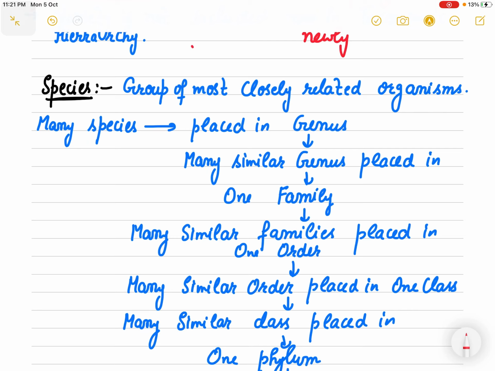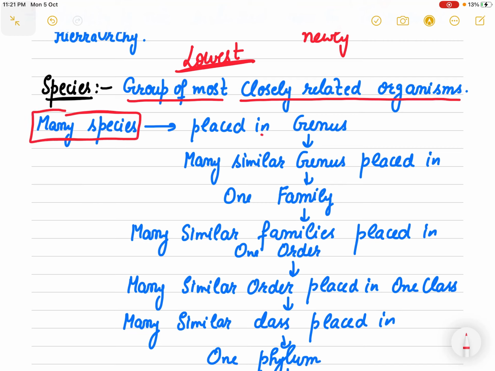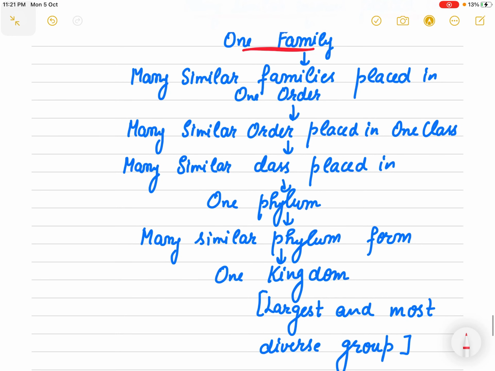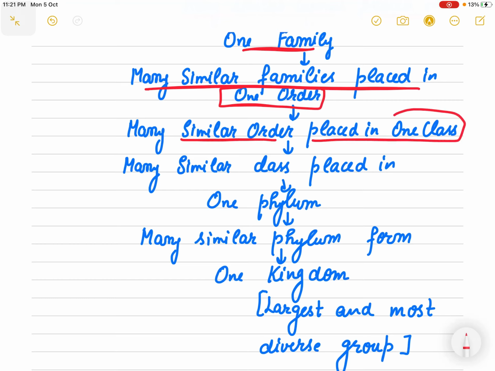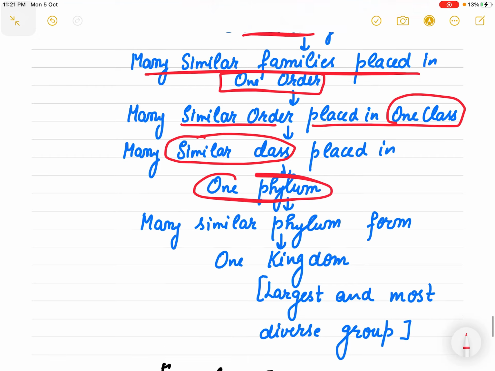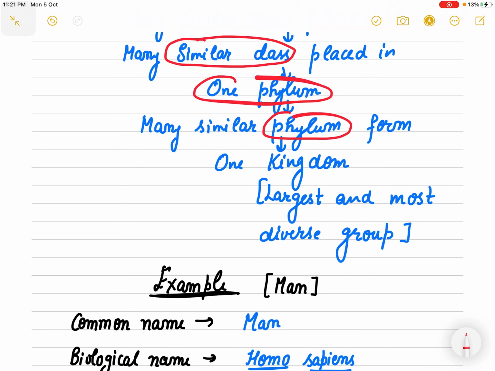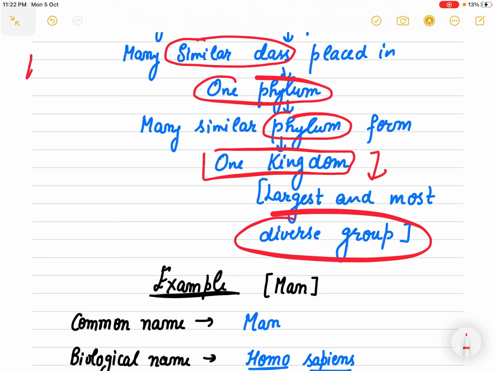The lowermost is species, the lowest one. Species is a group of most closely related organisms. Many species are placed in a genus. Many similar genera are placed in one family. Many similar families are placed in one order. Many similar orders are placed in one class. Many similar classes are placed in one phylum. And finally, many similar phyla form one largest kingdom, the most diverse group, that is the kingdom, right?